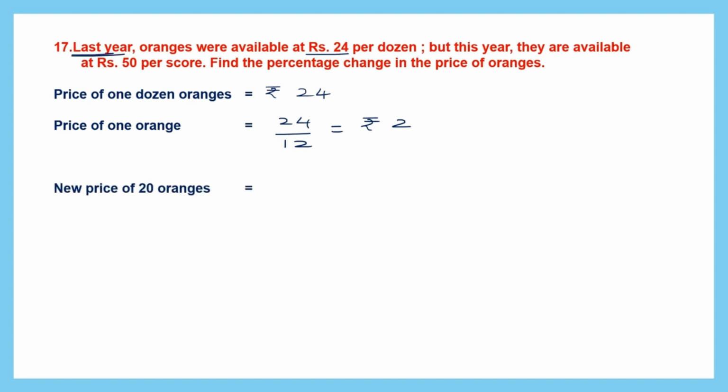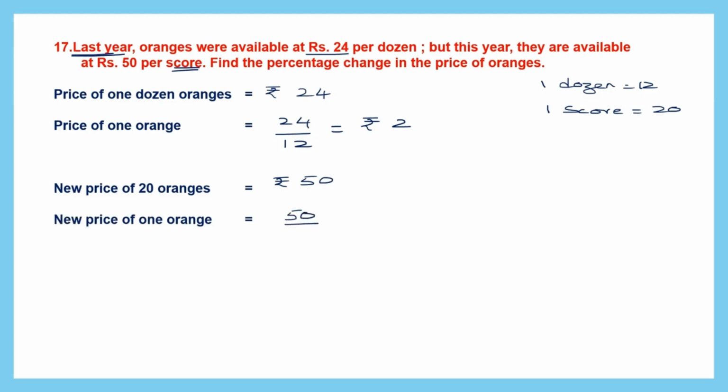Then the new price of one score, which means 20. Okay, 1 dozen is 12 and one score is 20. So now the new price of 20 oranges is 50 rupees. So now we can find the new price of one orange, that is 50 divided by 20. So cancel, 5 divided by 2. This is 2.5, that is 2 rupees and 50 paisa.